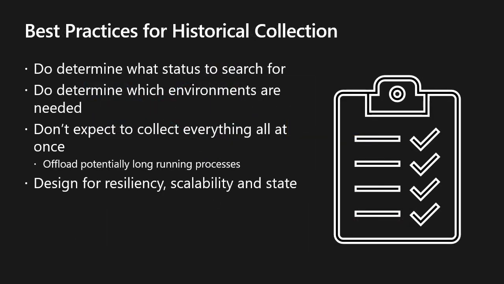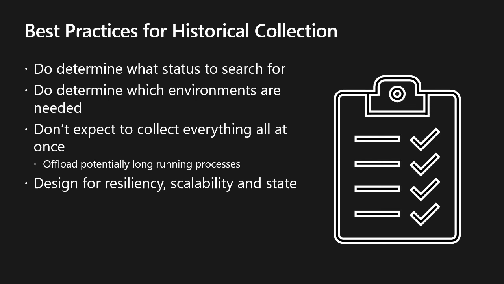All right, some of the best practices for historical collection. Do determine what status to search for. I recommend starting with just looking at failures, monitoring your failures so that you can stay alerted on those. Start small. Don't expect to collect everything at once. Offload any potential long-running processes. As we showed in the architecture before, some of these flows can be running very frequently over a time span, so we don't necessarily want to lock up our process mining through each one of those.